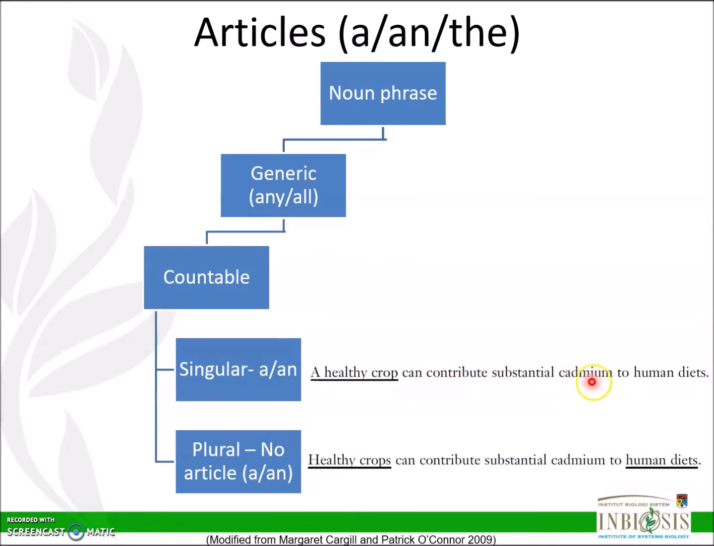A healthy crop can contribute a substantial cadmium to human diet. Secondly, healthy crops can contribute substantial cadmium to human diets. As you can see, these sentences are fairly general, and both are actually correct. We can make a generic sentence by using either a, or the plural form of the noun, in this case, crops. Other common generic countable nouns used in scientific literature include approaches, organisms, genes, proteins, plants, etc.